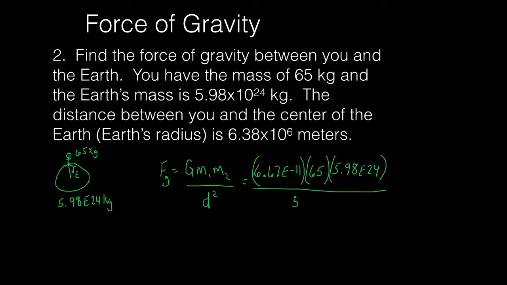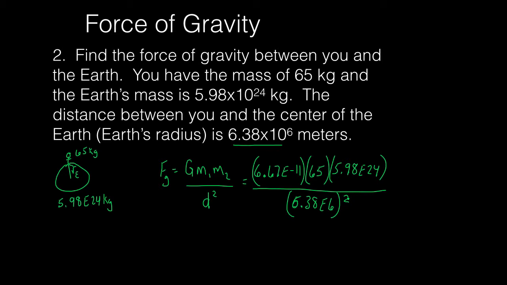Which is 5.9. Oh no, sorry. The Earth's radius is 6. Let me change this. So this is the Earth's radius, 6.38 times 10 to the 6th meters. And don't forget that the distance between them has to be squared. So let me put that in my calculator, and you should do the same and see if you can get the same number as me.